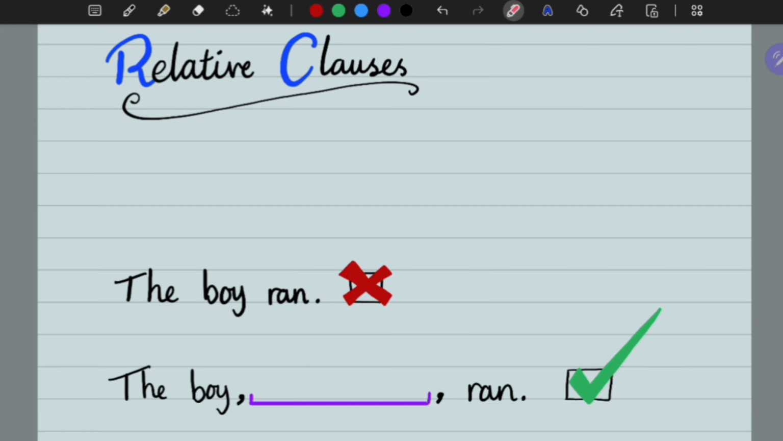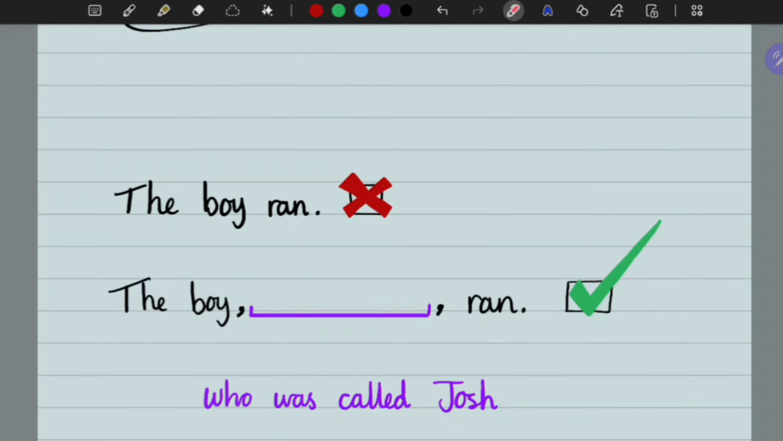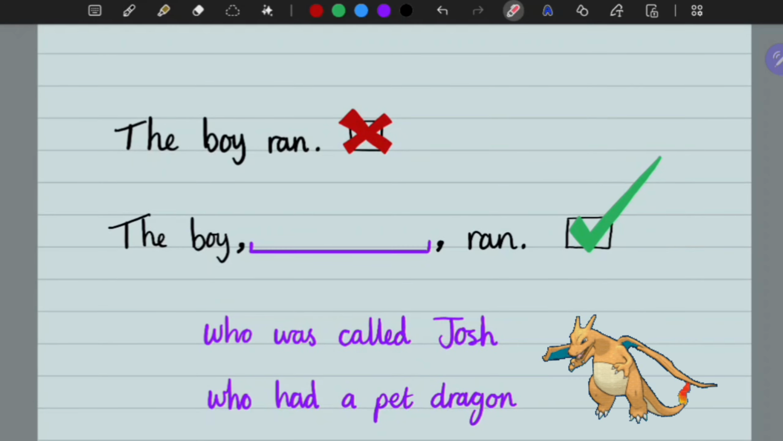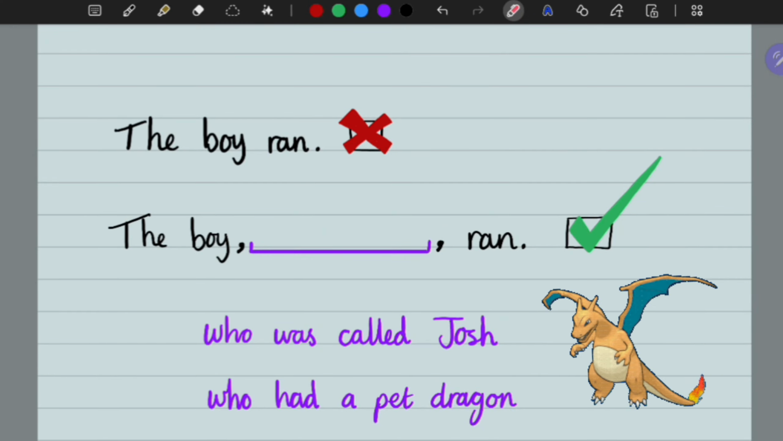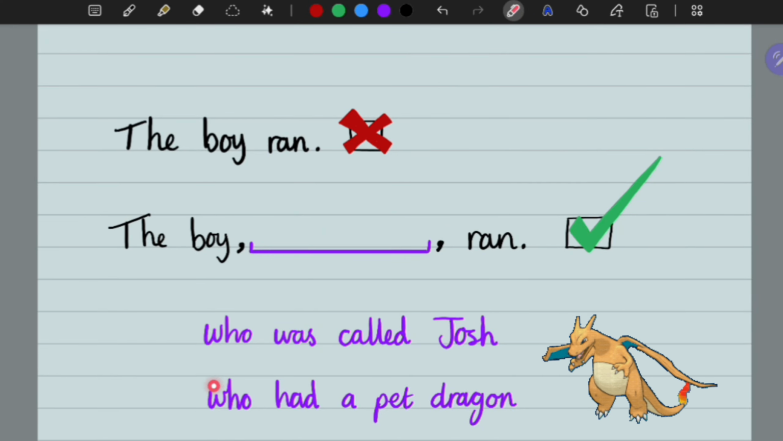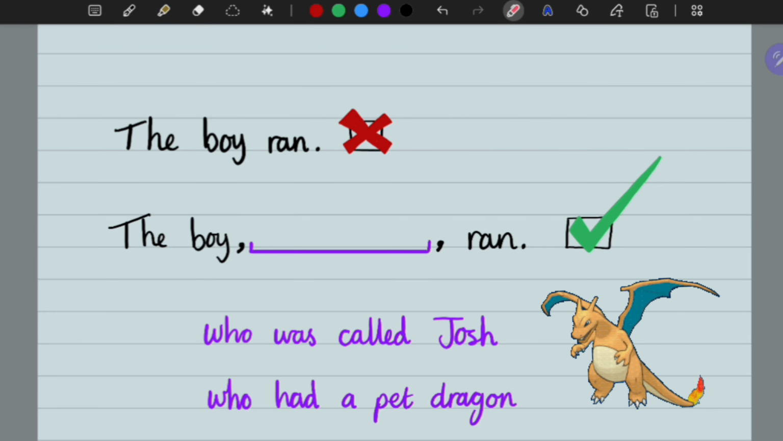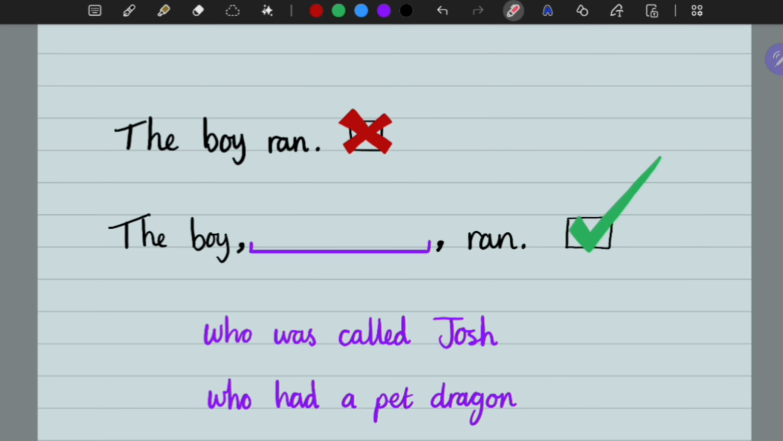So here's a quick example. I've got the boy ran. That's a nice boring sentence. We don't like those. How about the boy who was called Josh ran? That's much better. Now I can imagine what this person is like. It's a boy called Josh. Okay, it gives me more information. Or how about the boy who had a pet dragon ran? That's definitely more interesting. And now I can really picture somebody running along with a pet dragon on a leash.